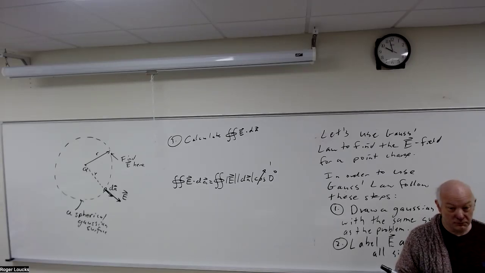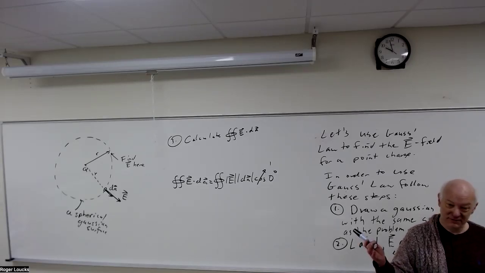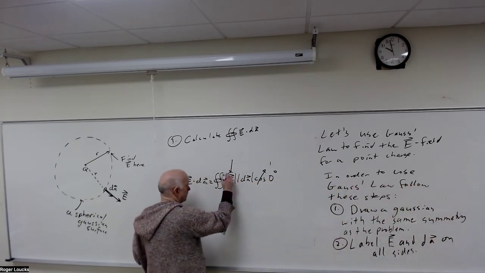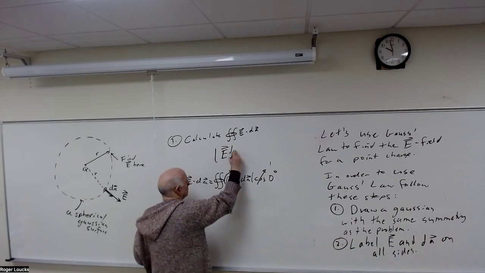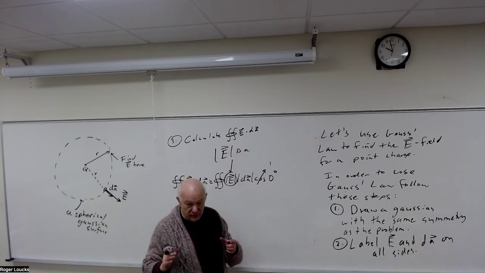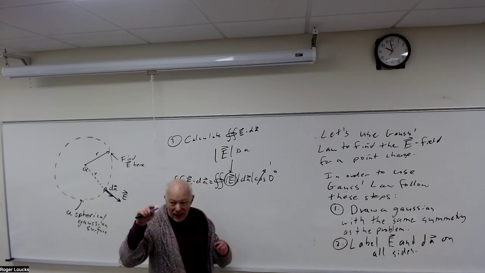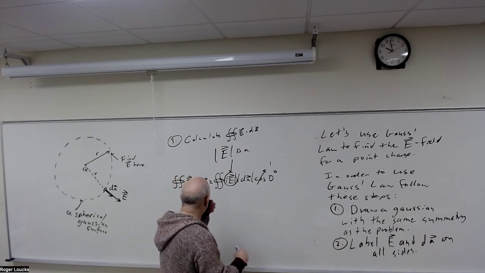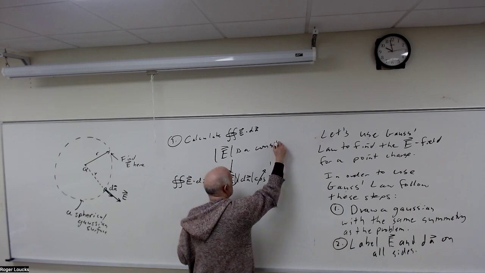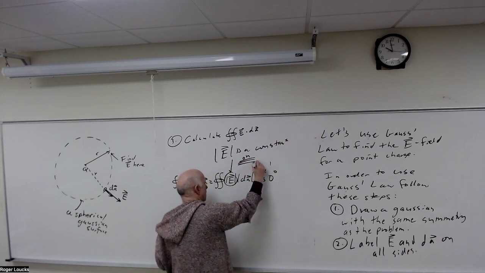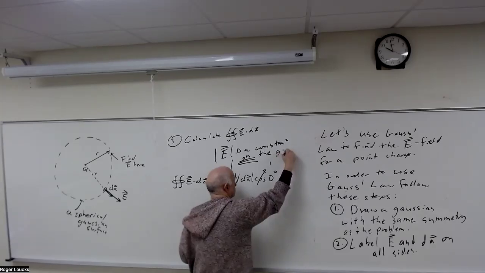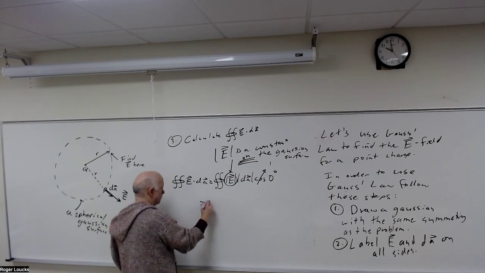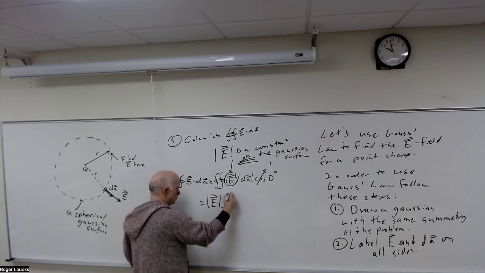And you're all pros at this. When you're integrating, you have a constant. What can you do with the constant? You can pull it out of the integral. Okay, so here's the key here. It's not that the magnitude of E is a constant everywhere. It isn't. It varies all over the place. But on the Gaussian surface, which is where the integral is being done, it is a constant. So E is a constant on, and that's the operative word, on the Gaussian surface. So I can pull this outside of here.